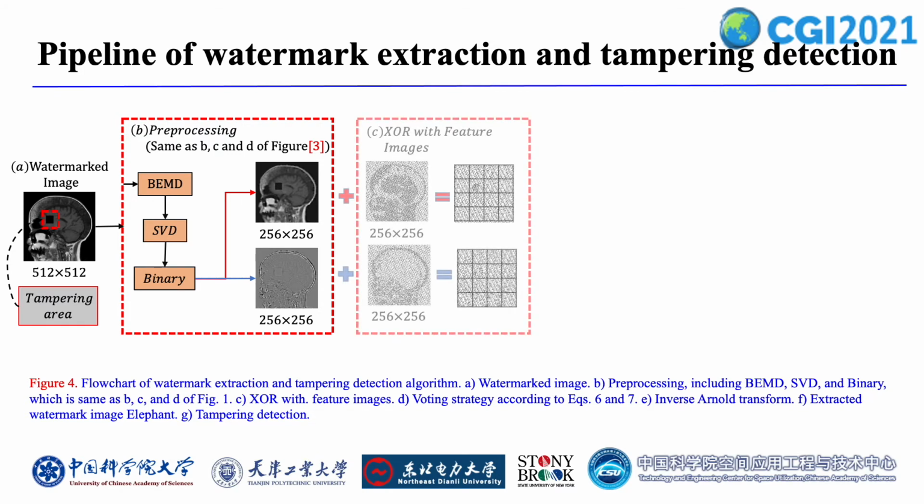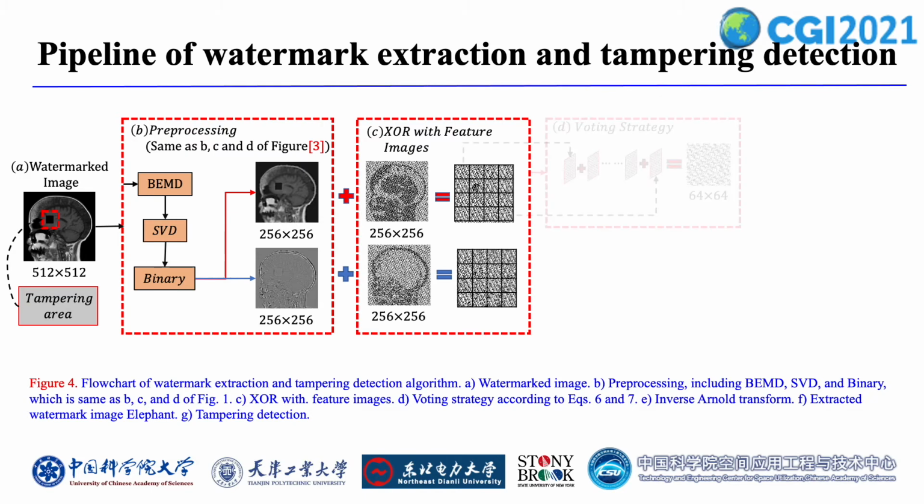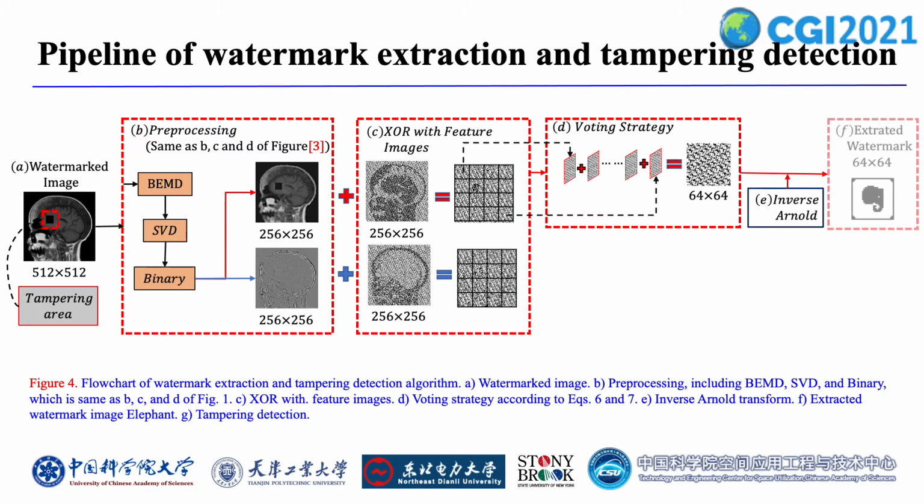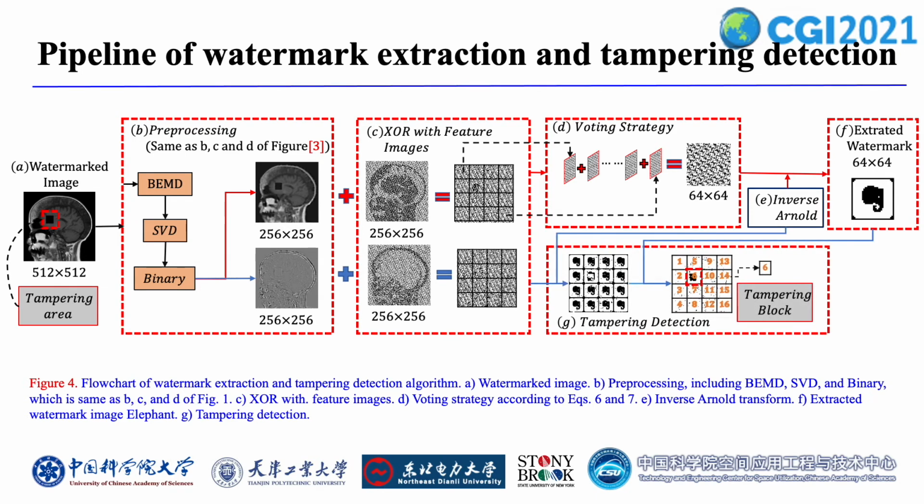Then, the image saved in the copyright authentication center is subjected to the XOR operation with the first layer of IMF and the residue, respectively. The image obtained in IMF1 is processed by the voting strategy to extract the robust watermark image. The extracted watermark image can be used for tamper detection in the template for detection.